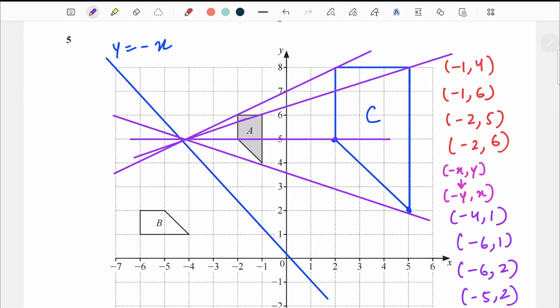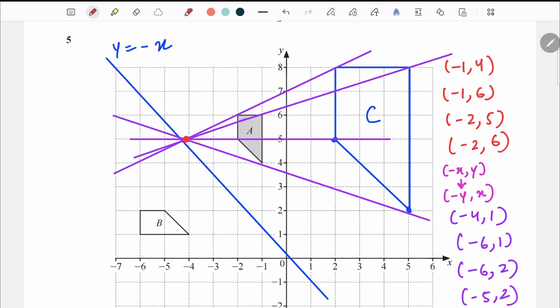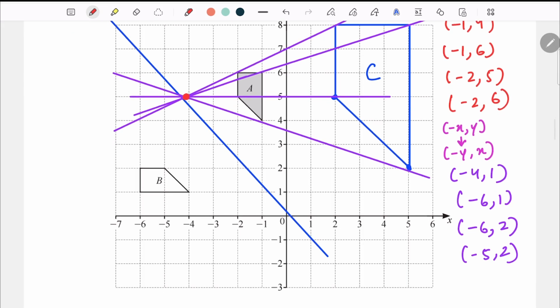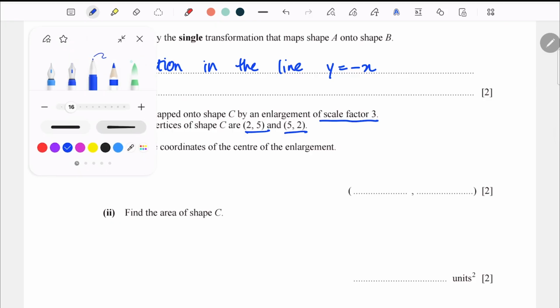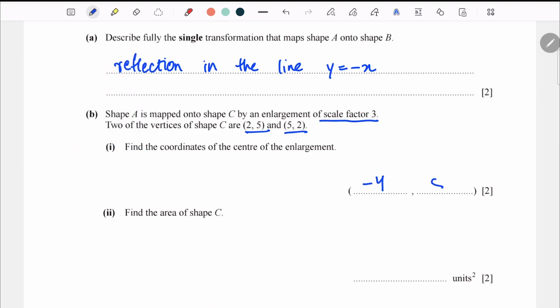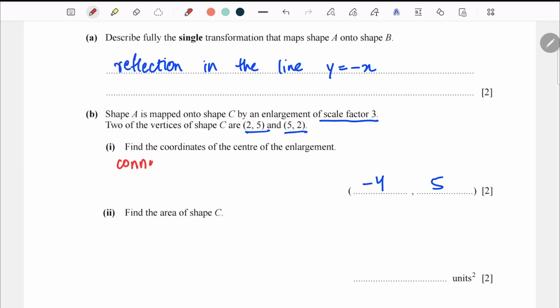So when I'm connecting all the vertices, all the points are passing through a common point, that is this point right here, and the common point will be the center of enlargement. So this common point is -4, 5. So the coordinates for center of enlargement are -4, 5. So for this, I'll write down the steps. Connect the vertices, and intersection of the vertices will be the center of enlargement.